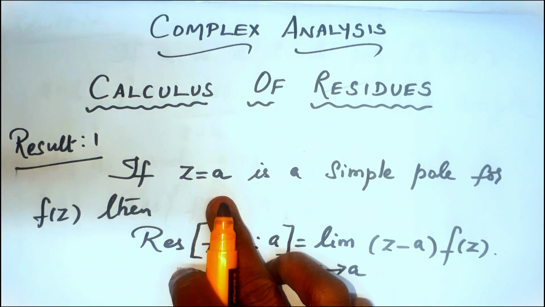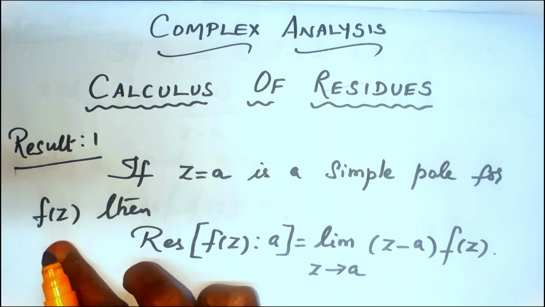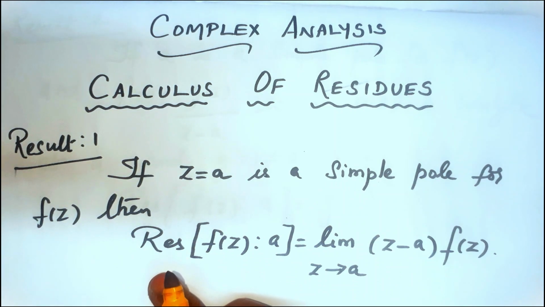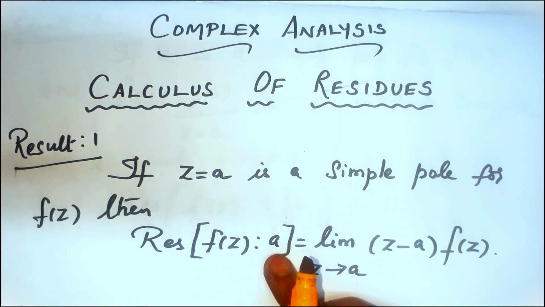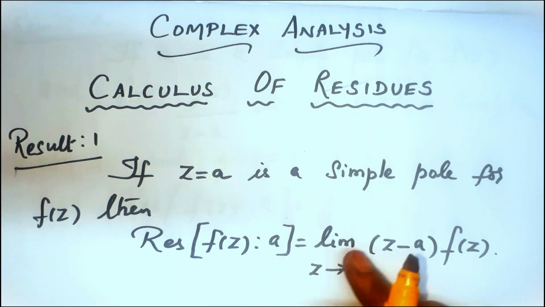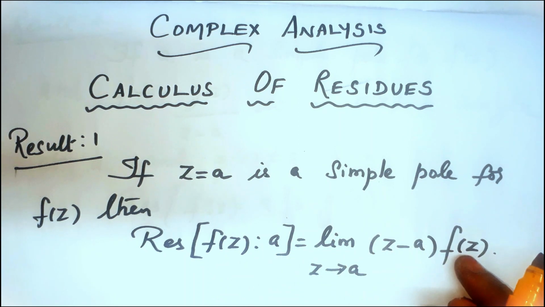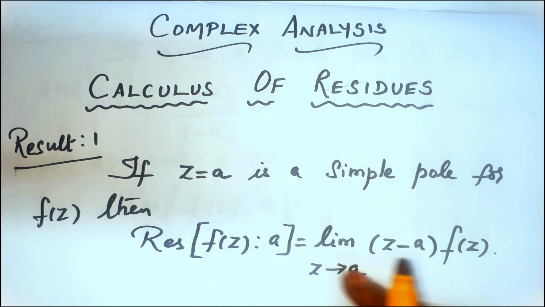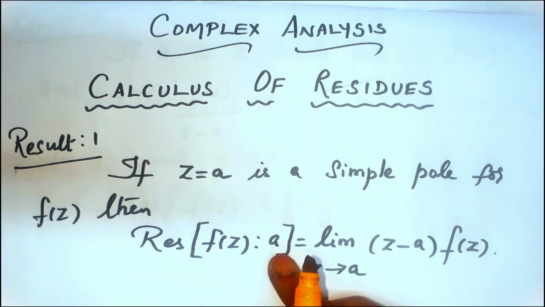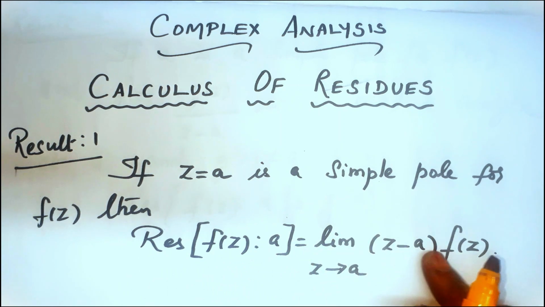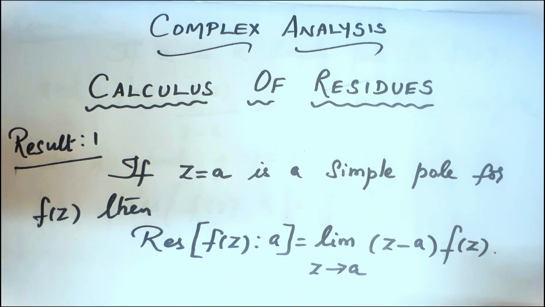If z is equal to a is a simple pole for f of z, then residue of f of z at the pole a is equal to limit z tends to a, z minus a into f of z. I repeat, residue of f of z at the pole a is equal to limit z tends to a, z minus a into f of z.